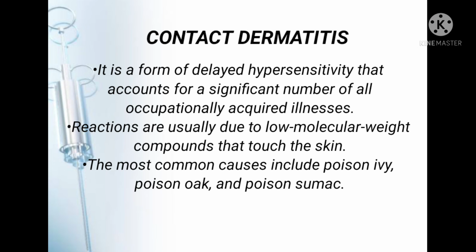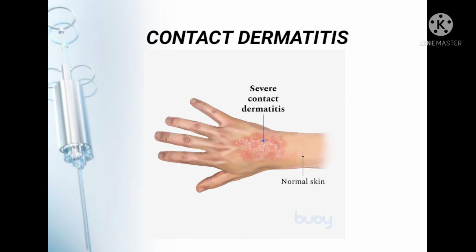Contact dermatitis. Contact dermatitis is a form of delayed hypersensitivity that accounts for a significant number of all occupationally acquired illnesses. Reactions are usually due to low molecular weight compounds that touch the skin. The most common causes include poison ivy, poison oak, and poison sumac, all of which give off urushiol in the plant sap and on the leaves.